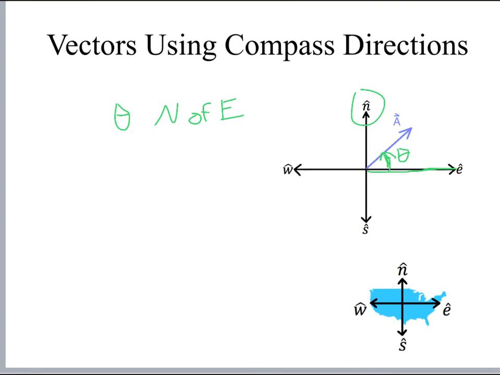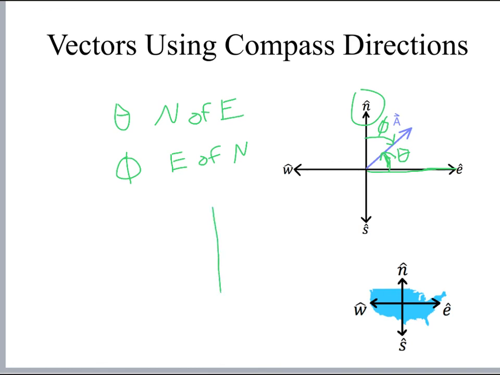Now, I could also start at the north axis and go down, and I might call that angle phi. And I would say that phi would be east of north, because I start at the north vector and I rotate down towards the east. Theta would be to the north from the east. And so we can pick any direction that we want.